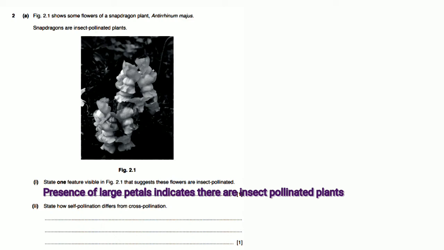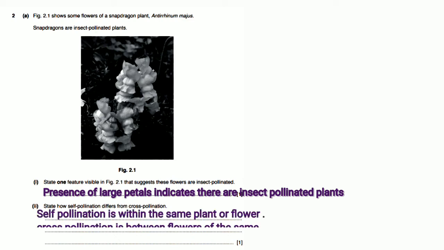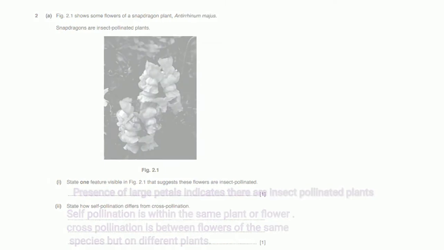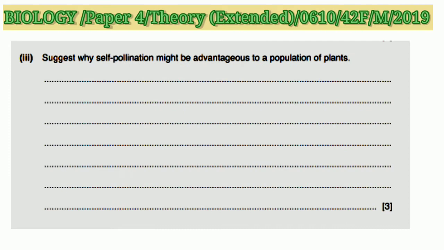Next question, state how self-pollination differs from cross-pollination. Self-pollination is within the same plant or flower. Cross-pollination is between flowers of the same species but on different plants. Next question, suggest why self-pollination might be advantageous to a population of plants.